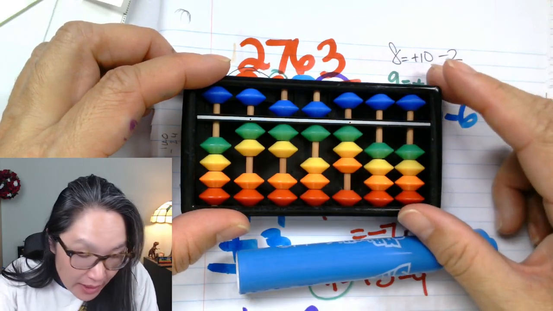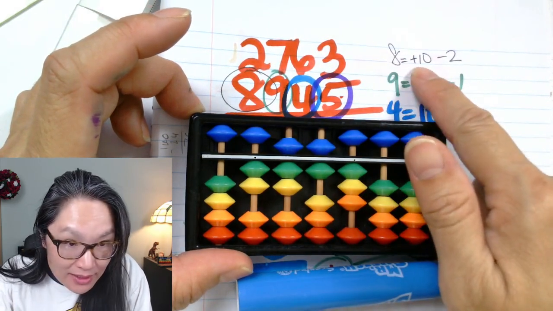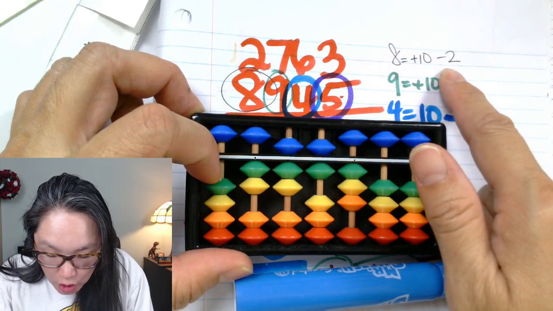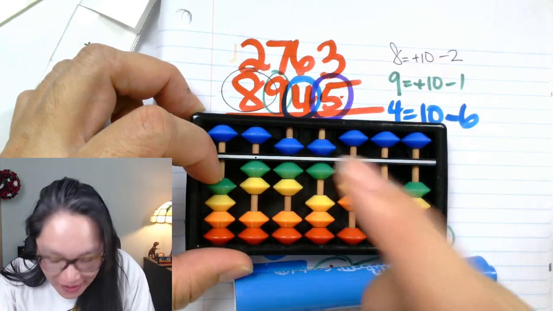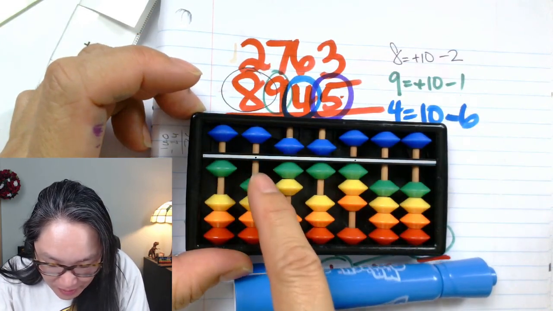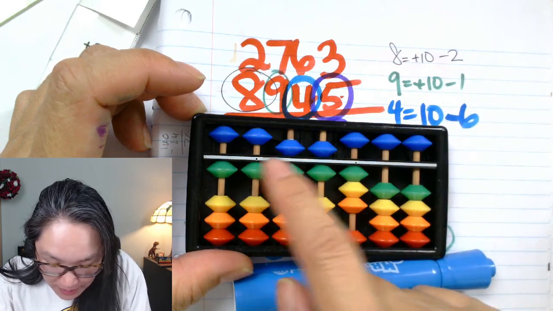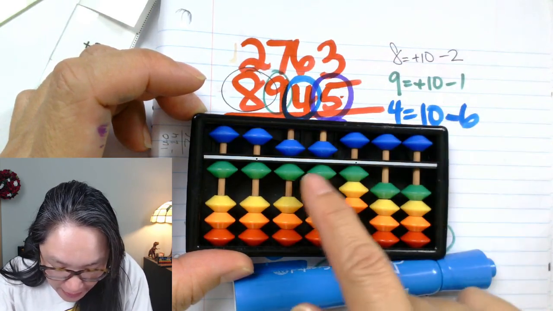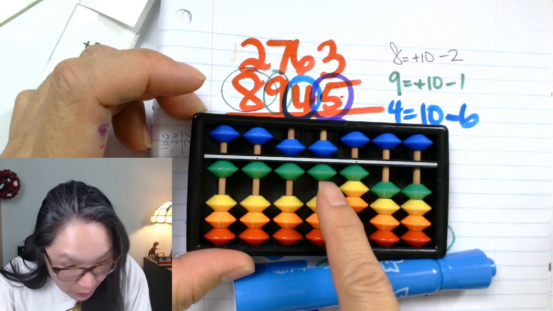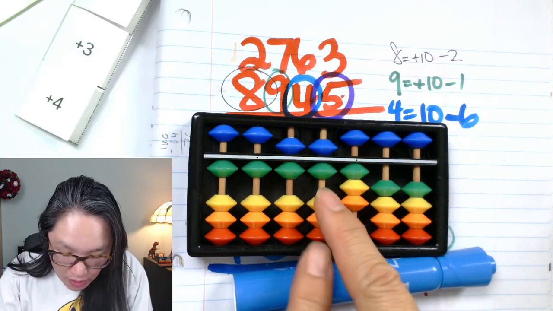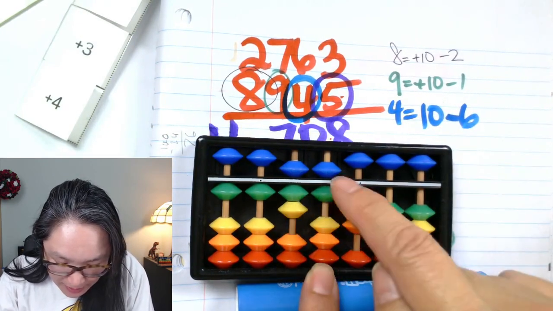We have 2,763, right? And then we add the 8. Notice when we add the 8, we want to plus the 10 minus the 2. I don't know how you do this in new math. I only know how to do an abacus. So I plus the 10 and take away the 2. I'm going to add the 9. To add the 9, it's plus the 10 minus the 1. When I add the 4, I want to plus the 10, take away the 6.